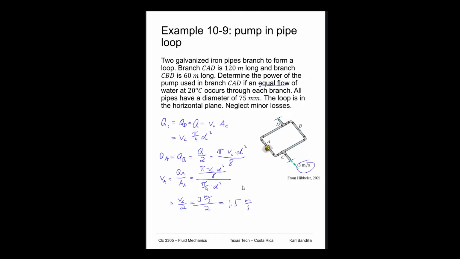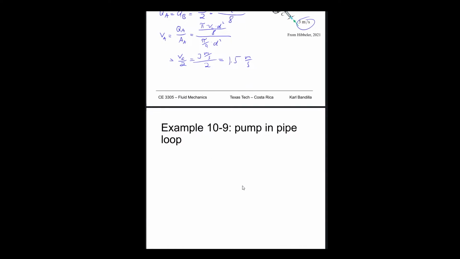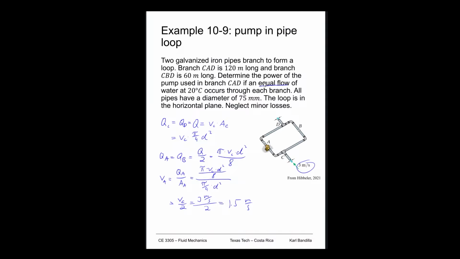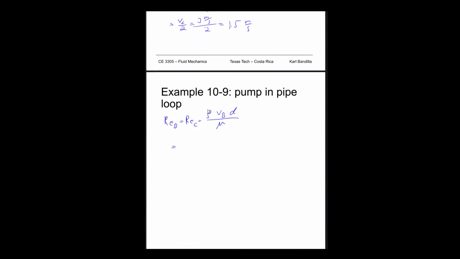Now that we have our velocity, we can calculate our Reynolds numbers to see if we're laminar or turbulent. So REC is equal to rho times VB times D divided by mu. We can do VB or VC, it doesn't matter, it's the same. Then we have to look up what our density and our viscosity are at 20 degrees C. We can do that in the appendix.